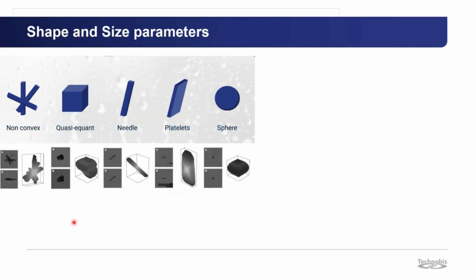So we have 5 particle shapes included. This is non-convex, so this is particularly like an agglomerate or a jagged particle that has no real defined uniform shape. Next is quasi-equivalent or cubic crystals. We have needle crystals with their high aspect ratio, plates which are thin, and spheres, spherical particles or objects.